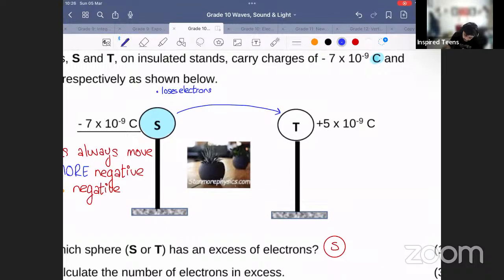S loses electrons, so it becomes more positively charged. Not positively charged, it becomes more positive. Just going to do it like that, more positively charged. Since it becomes more positively charged, that results in a positive delta Q. Why? Again, because it is losing electrons. When you lose electrons, it's like you're becoming more positive.